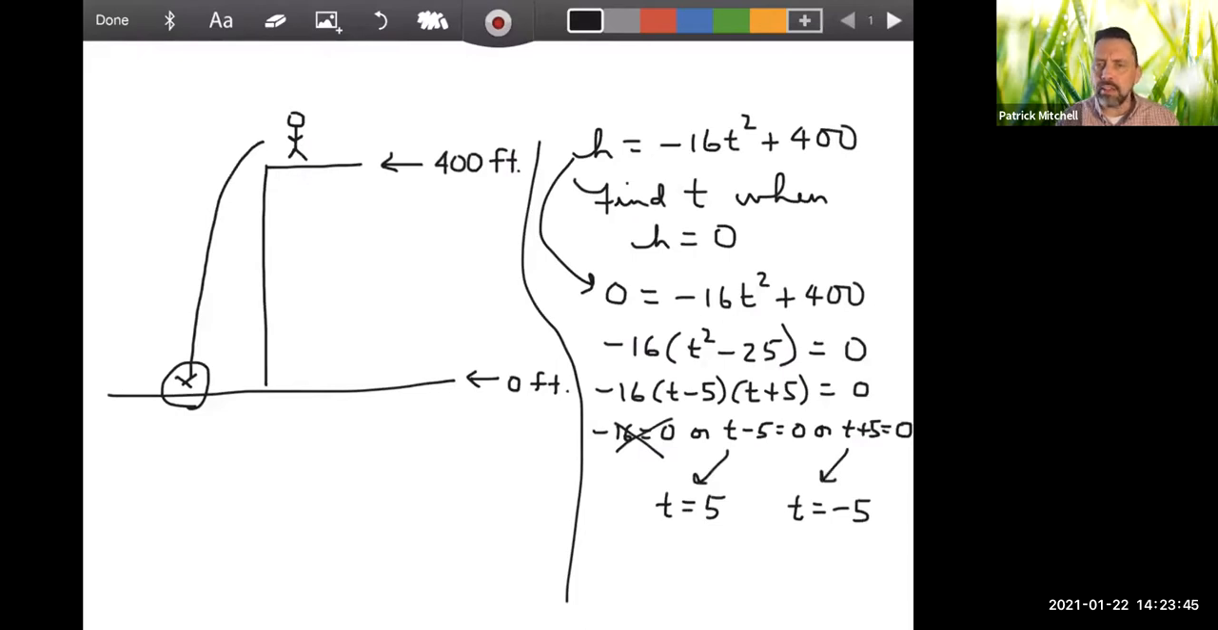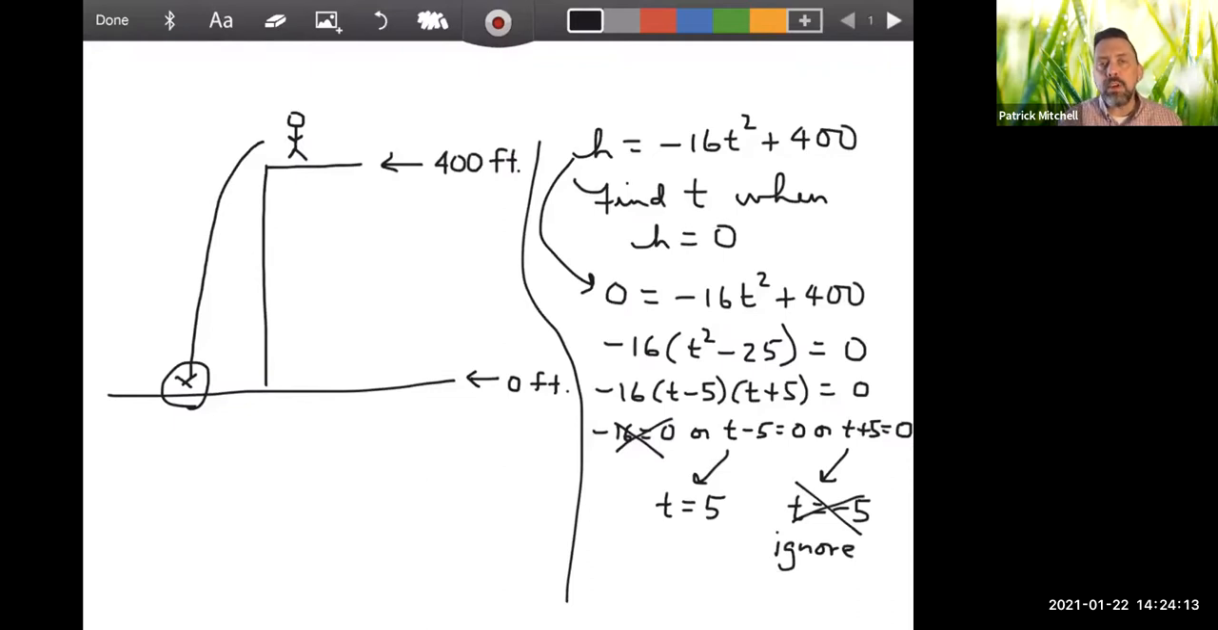It makes total sense for the compass to hit the ground 5 seconds after it's dropped. It doesn't make any sense for it to hit the ground negative 5 seconds after it was dropped. So we can ignore this solution. This is what we call an extraneous solution. It's a perfectly good solution for the quadratic equation, but it doesn't make real life sense, okay?